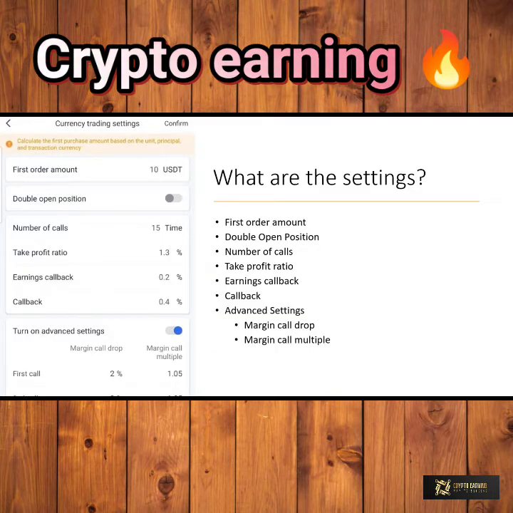I am not a financial advisor or have any affiliation with this company. My content is intended to be used and must be used for entertainment purposes only. Do your own research. So let's get into the settings right now.